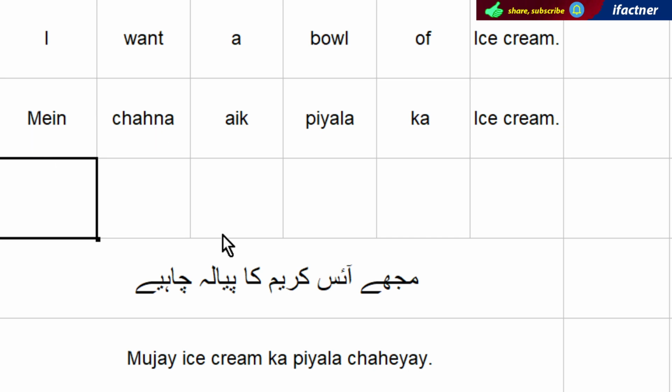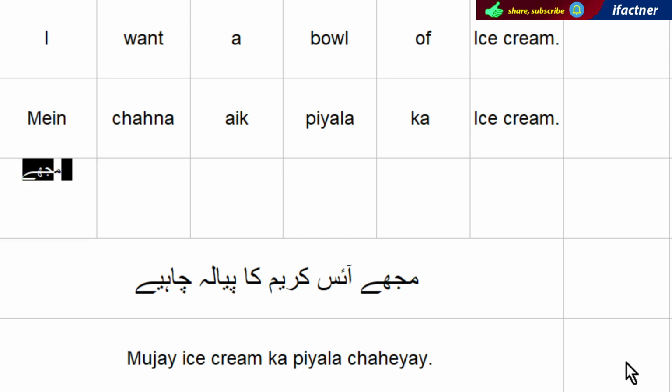So if we see, then it becomes "मैं चाहना एक प्याला का ice cream." But usually we say "मुझे आइसक्रीम का प्याला चाहिए." So let's translate these words in Urdu Nastaliq font.